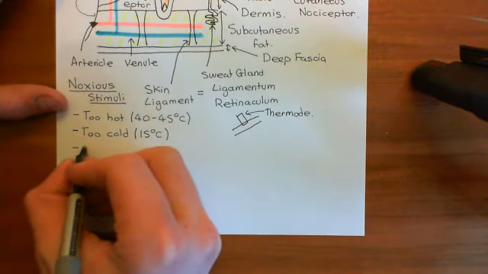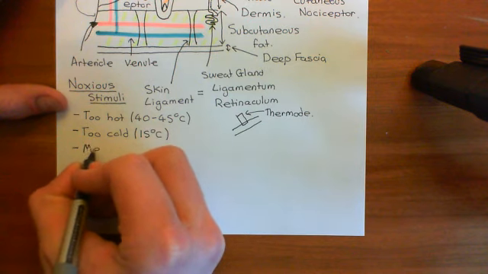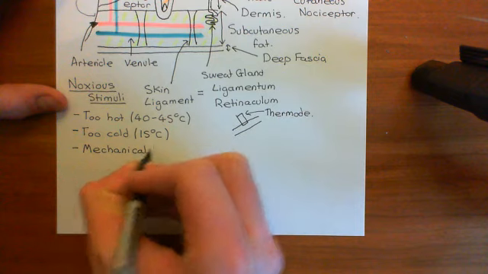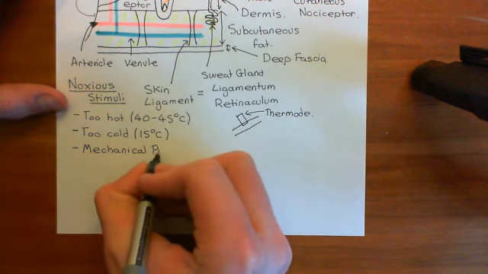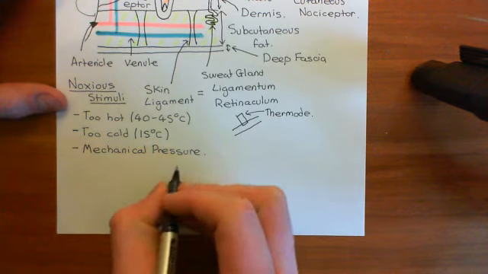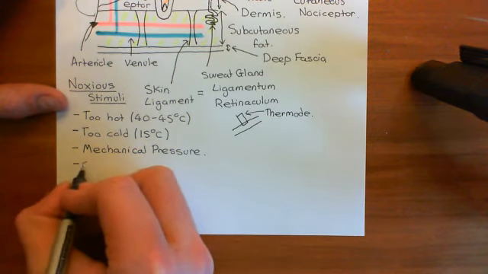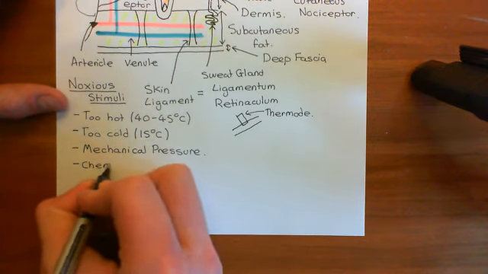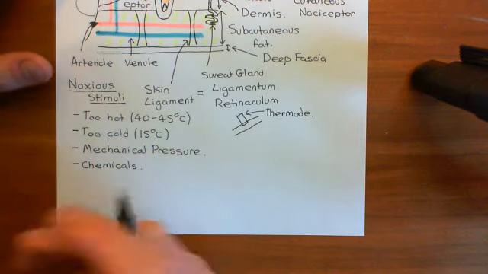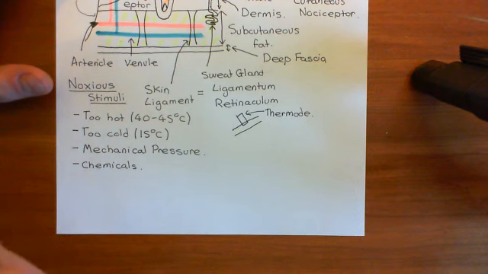Another obvious example of a noxious stimulus is mechanical pressure. If you apply intense mechanical pressure onto the skin, then this can activate nociceptors, basically. And also there are chemicals. So I don't necessarily mean chemicals that you can put onto the skin. I mean chemicals that can be released by cells which signal that you have had tissue damage.